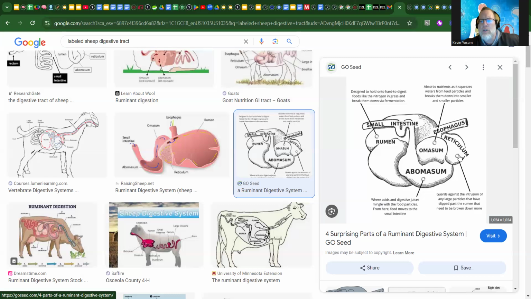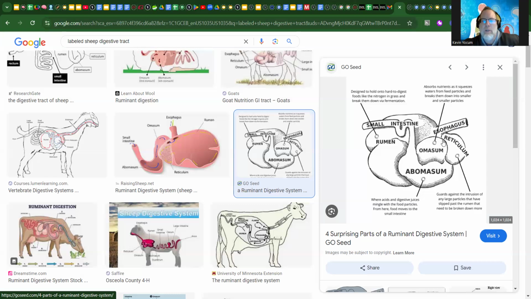Guards against the intrusion of large particles that slipped past the rumen that need to be broken down more. So it's kind of like a mini rumen, basically. If we get some big chunks that maybe aren't ready to leave the digestive tract, we may dump them into the reticulum to hang out for a while. And then let's see, we've got the omasum.